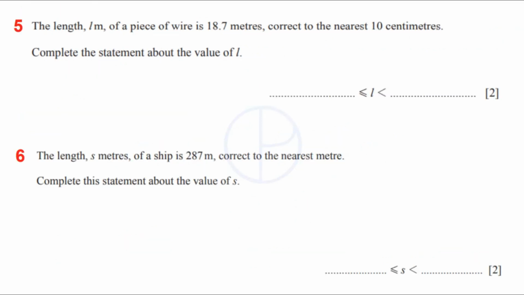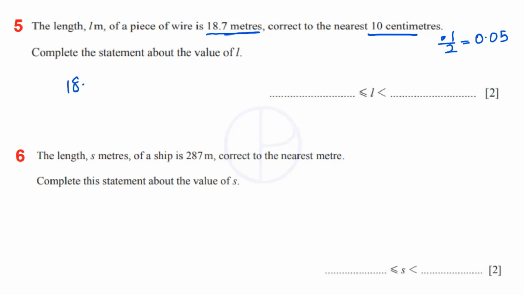The next question is the length L meter of a piece of wire is 18.7 meters, correct to the nearest 10 centimeters. Complete the statement about the value of L. So it is corrected to the nearest 10 centimeters. But the length of the wire is given as 18.7, which is in meters. Okay. So 10 centimeter is nothing but 0.1 meter. So 0.1 divided by 2 is 0.05.